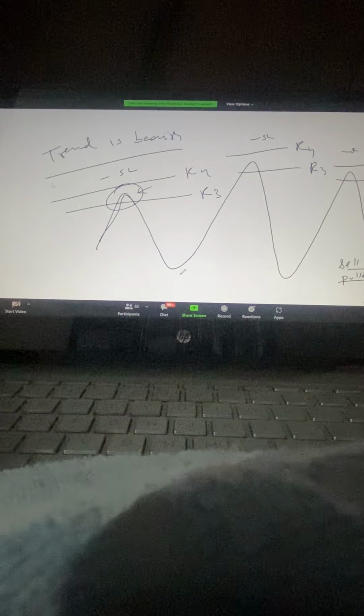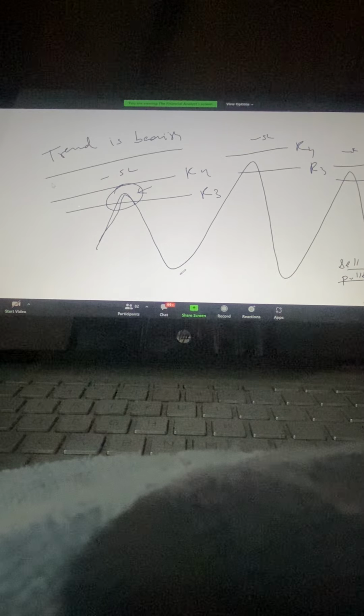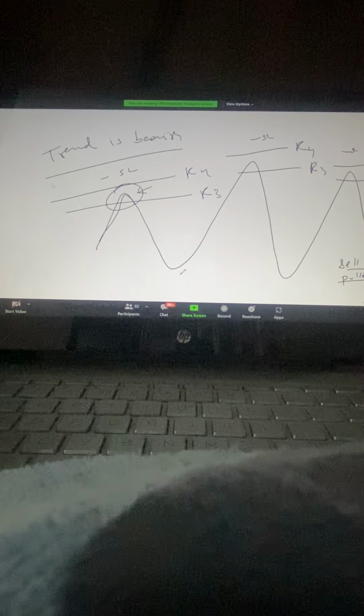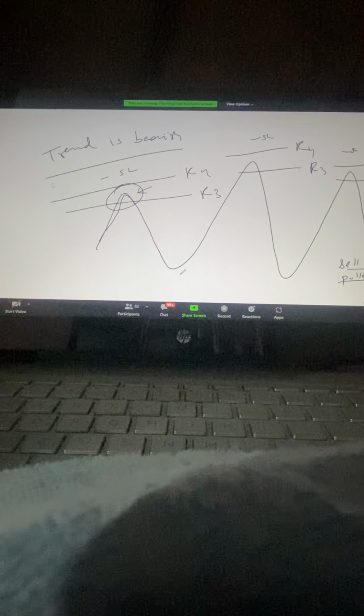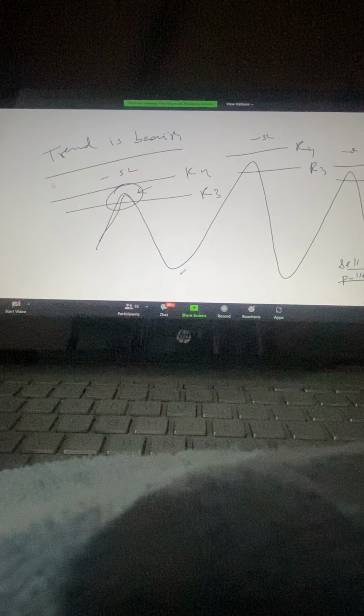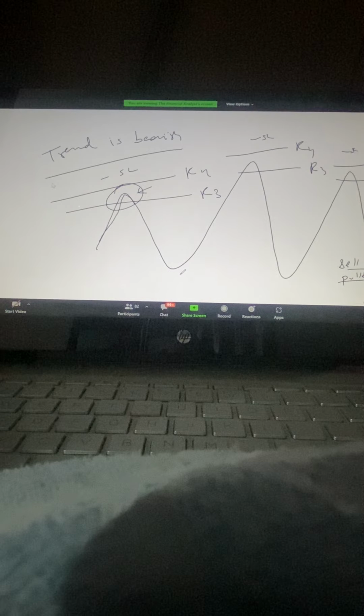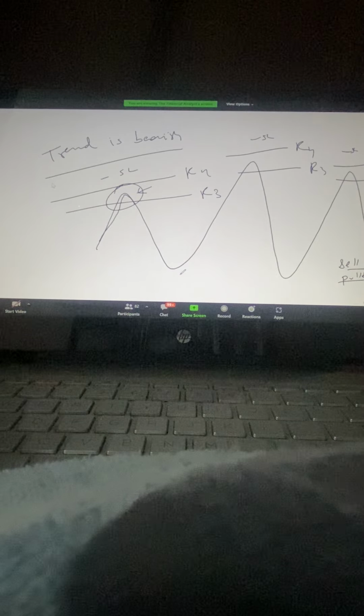ठीक है, so ये reversals हो गया. I'll teach you breakout tomorrow. R5 breakout, R5 H5 breakout. Those 2 strategies I'll teach you tomorrow. Reversals के लिए I think इतना काफी है.